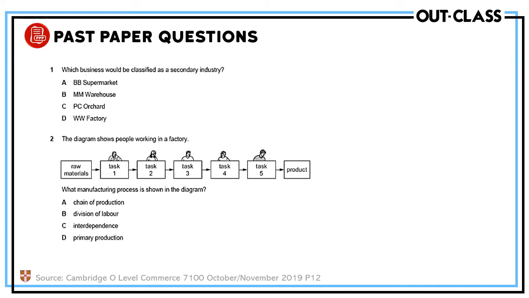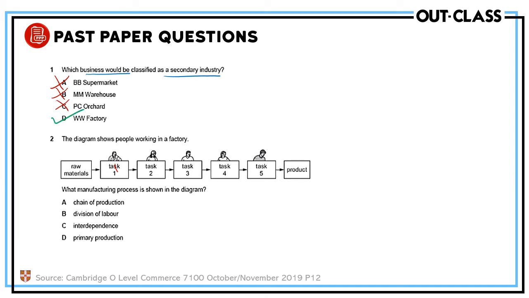Which business would be classified as secondary industry? BB supermarket? Certainly not. MM warehouse? Nope. PC orchard? Again, that would be primary. Lastly, we have WW factory. Certainly that is the secondary industry.